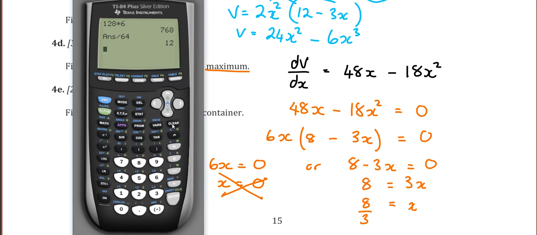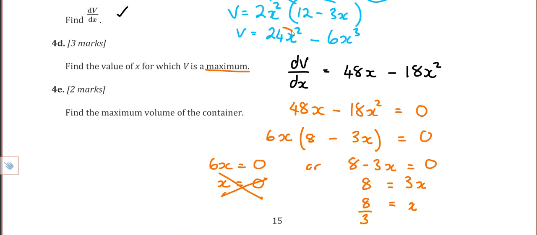Question. How did we get dV/dx? So 2 times 24 is 48, and then take 1 off the power. 3 times minus 6 is minus 18, take 1 off the power. Wait, no, not yet.